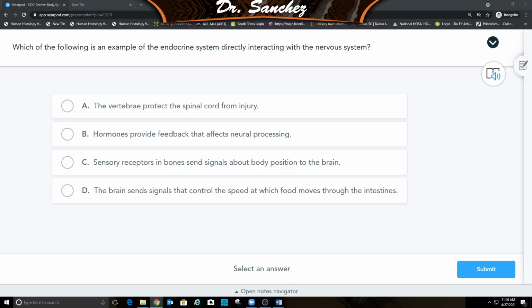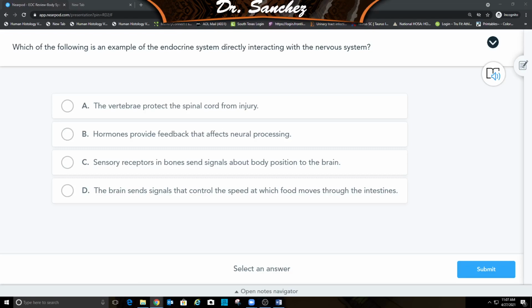All right. Which of the following is an example of the endocrine system directly interacting with the nervous system? So remember what we talked about. Remember how we said the digestive system does all that stuff, right? In this case, it's the endocrine system, so it's talking about hormones and the way your brain's going to work. So let's see which one.